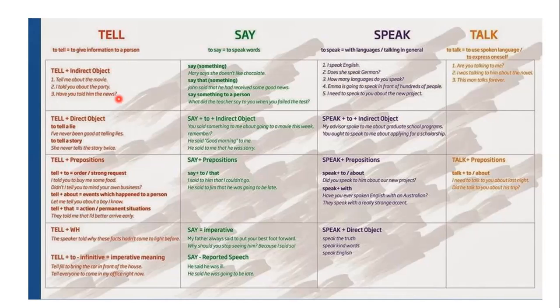Another example. To tell a lie. I've never been good at telling lies. When you use this example, you have to say at. I've never been good at mathematics, at language, at science, or at telling lies. To tell a story, she never tells the story twice. Tell, we use tell plus prepositions.